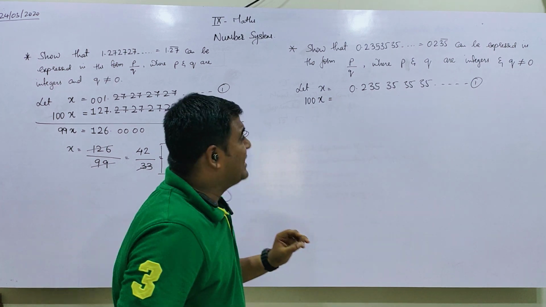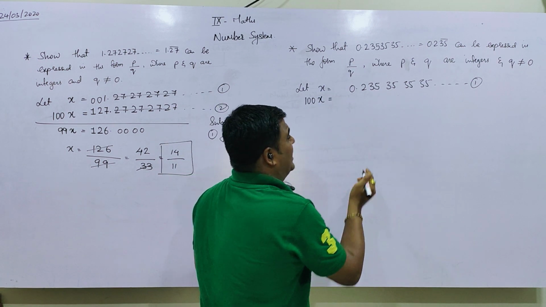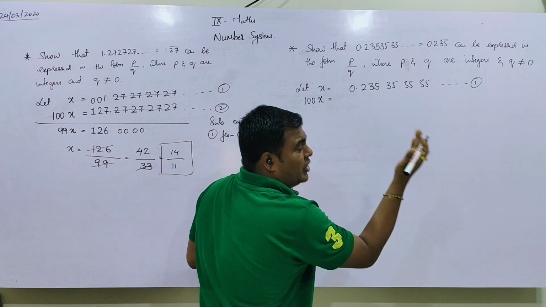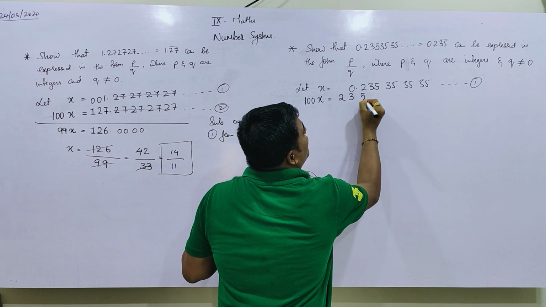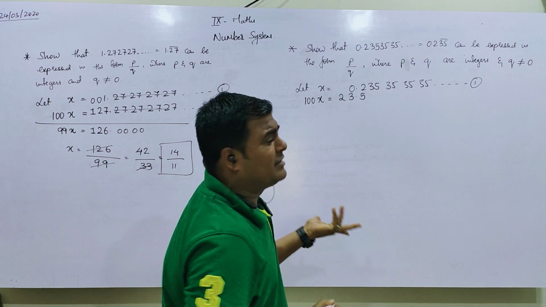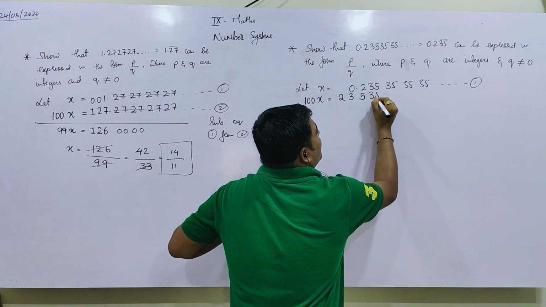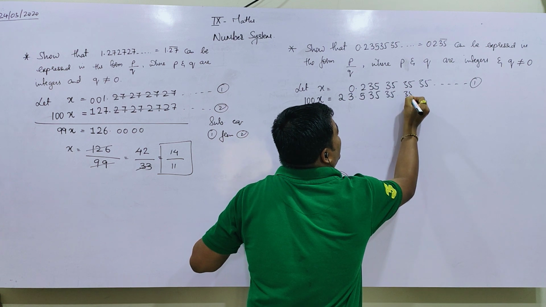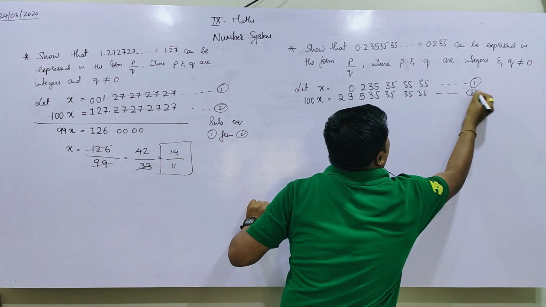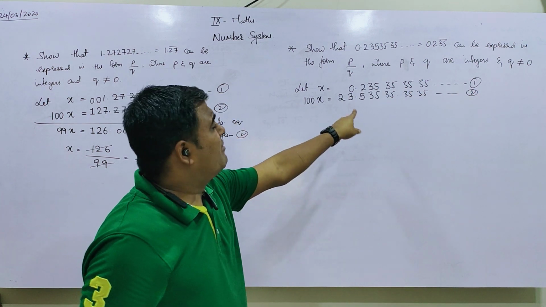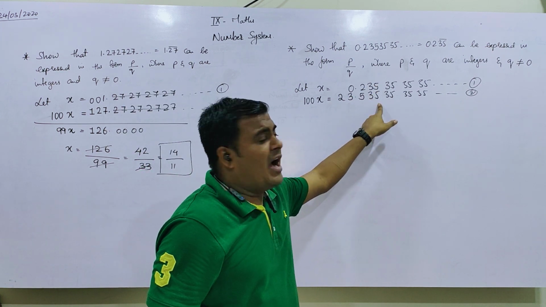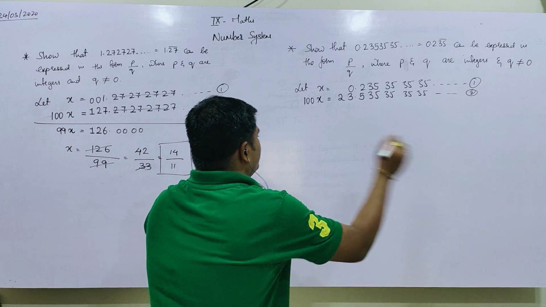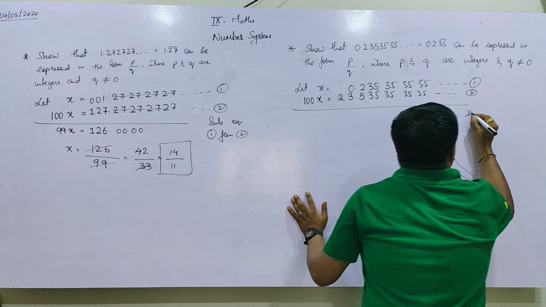It becomes 100x and two decimal digits will jump on the left side. So you will get 23.535353. After the 5, the decimal digits are 3, 5, 3, 5, 3, 5. Now you can clearly see that below 3 we get 3, below 5 we got 5. So now let us subtract again.